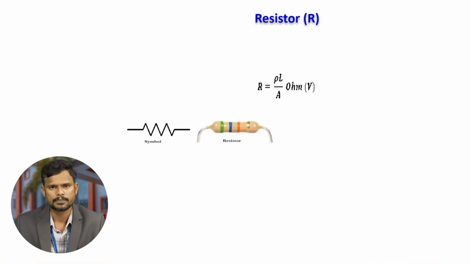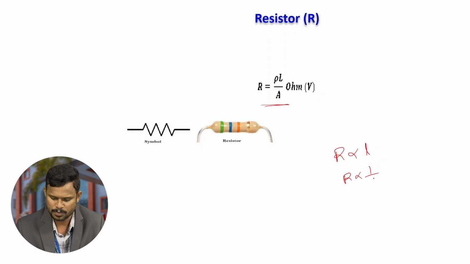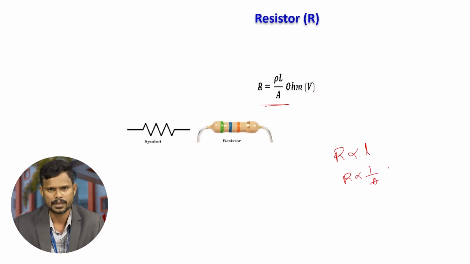A resistor opposes the flow of charge and dissipates the electrical energy in the form of heat. The basic formula for resistance is R equals rho L by A. The resistance value is directly proportional to the length, and inversely proportional to the cross-section area of the conductor. If we increase the length of the conductor, then the resistance value increases.